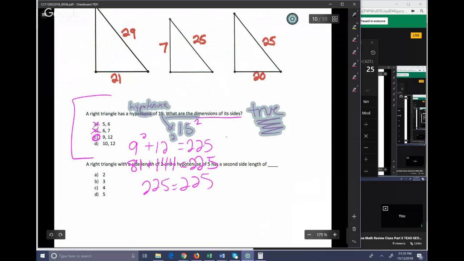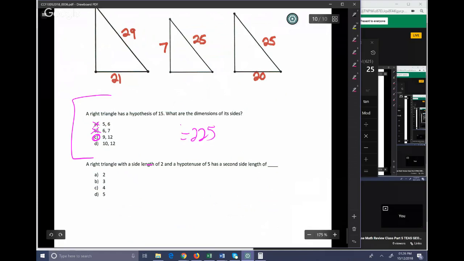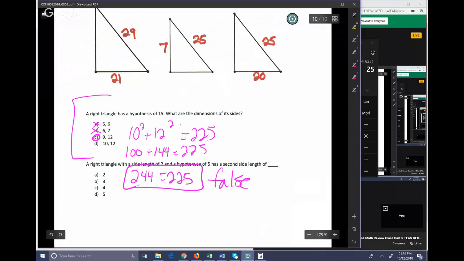I will very quickly do D just so you can see. So we know that we're trying to equal out to 225. When we take 10 and we square it, and we take 12 and we square that, we get 100 and 144. That would add to 244, not 225. So when we fill in the final equation with everything done, we have a false statement, and that is how you will prove that 3 of the answers are incorrect. One of them will come out with a true statement, and that's the one that would be correct.